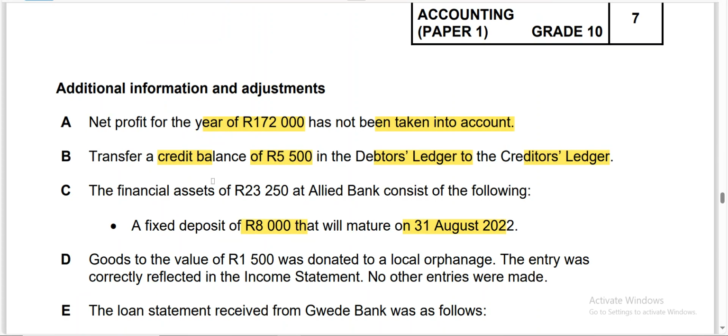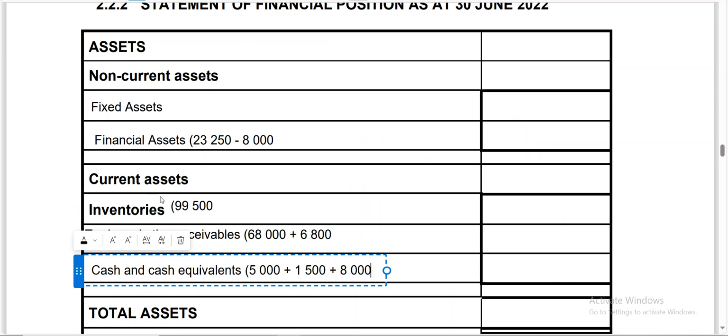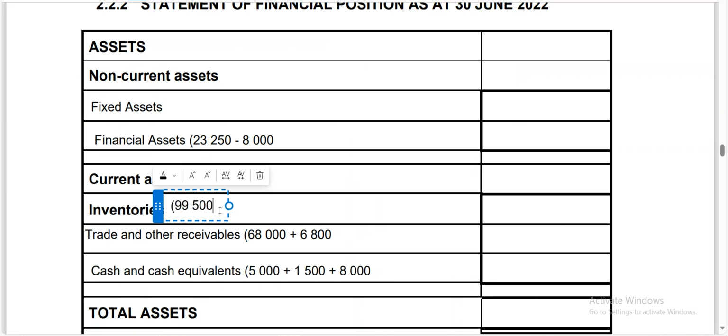Okay, now the next one here, they're saying that goods to the value of 1,500 was donated to a local orphanage. The entry was correctly reflected in the income statement, but the problem is that no other entries were made, meaning that our inventory figure was not updated, so we must update it. Remember, donations will reduce the value of our inventory. So remember here, we had 99,500 and I think it was plus 550, and then we'll say minus that 1,500.